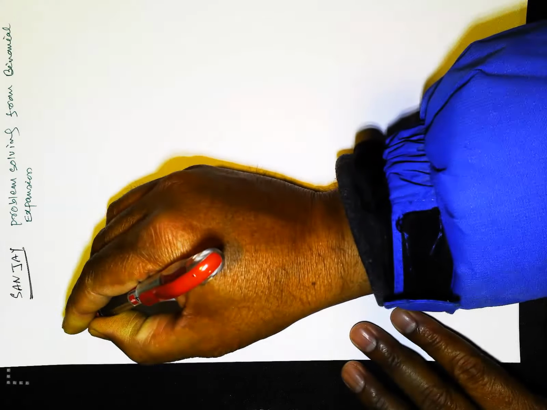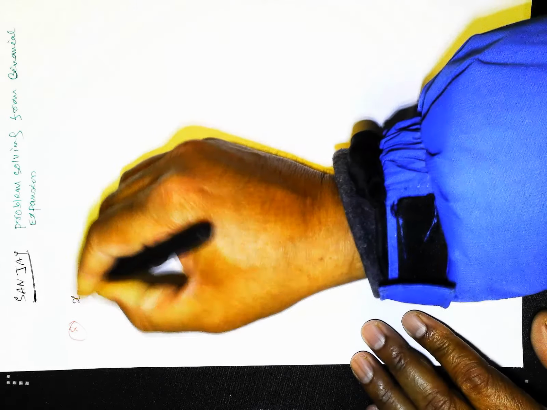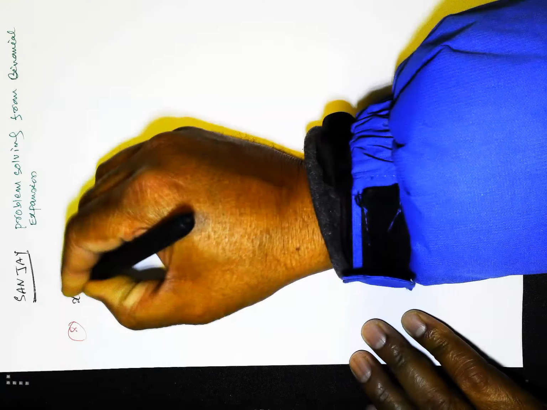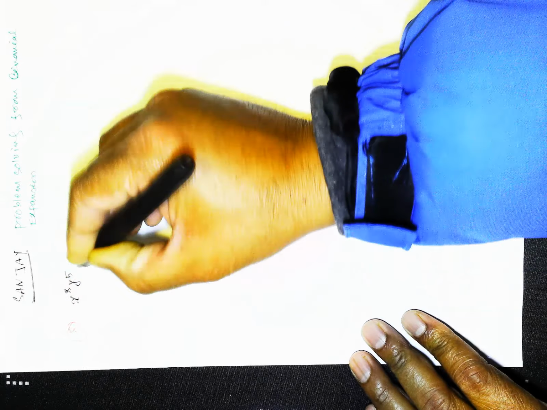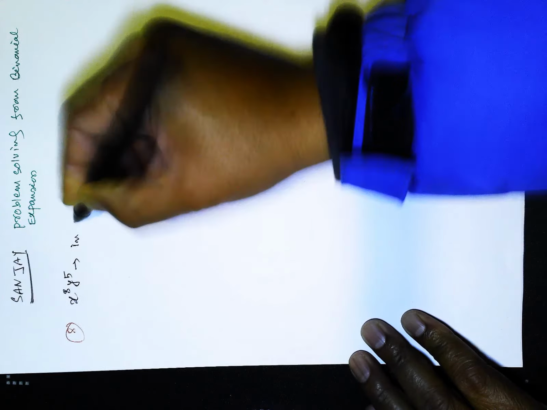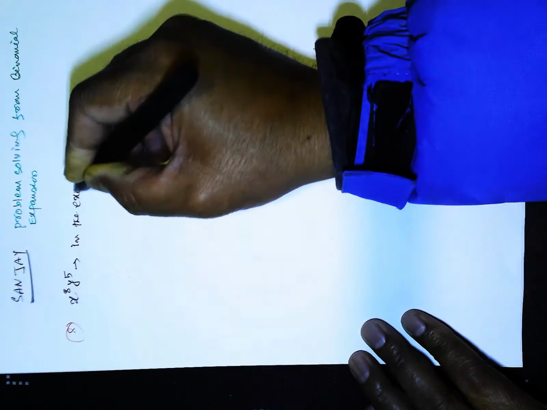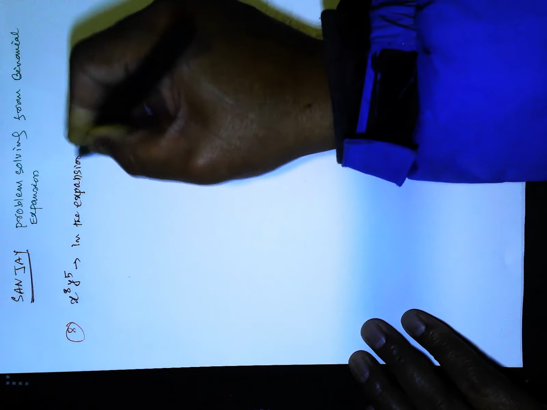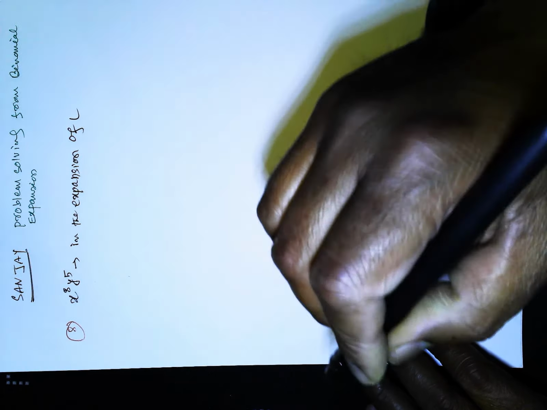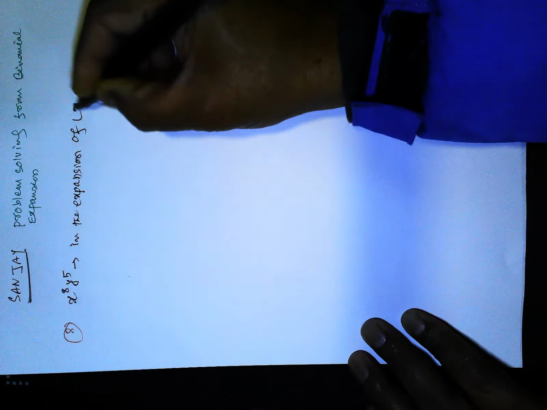So here we are concerned to find the coefficient of x^8 times y^5. So, problem 8, here we need to find the coefficient of x to the power 8 and y to the power 5 in the expansion of x minus 2y to the power 13.